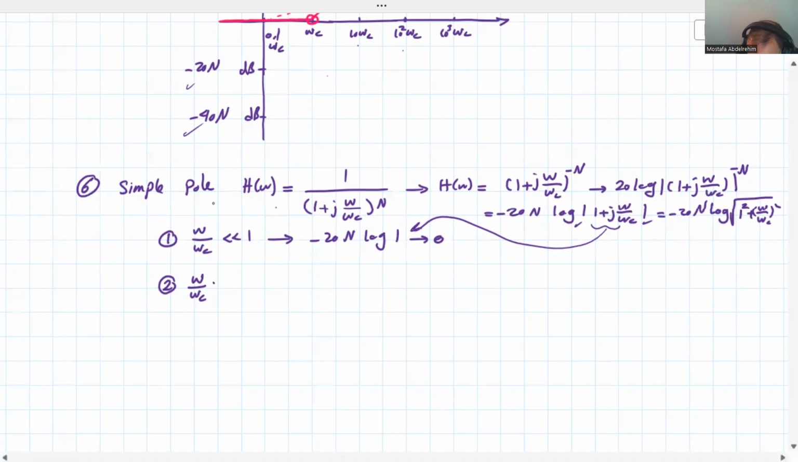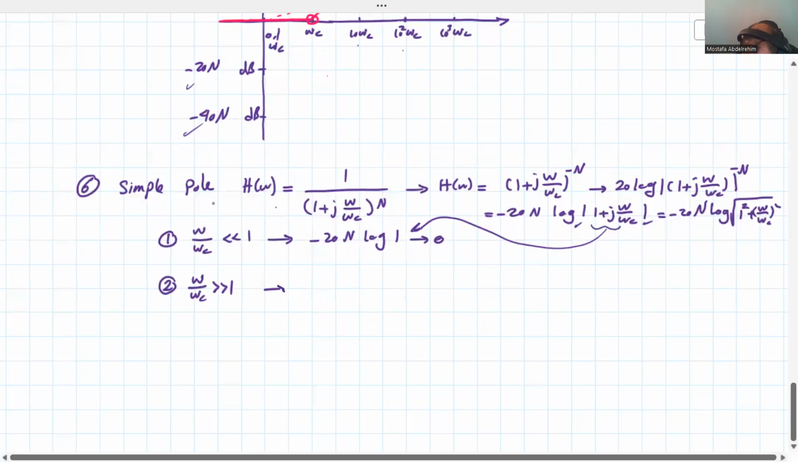So omega divided by omega c much larger than 1. This is the second case. In that case, we're going to now neglect the 1 compared to omega over omega c. So this would be minus 20n log omega divided by omega c.